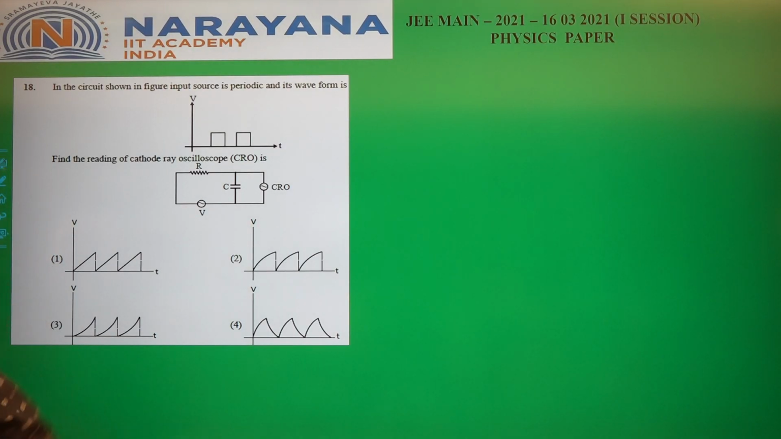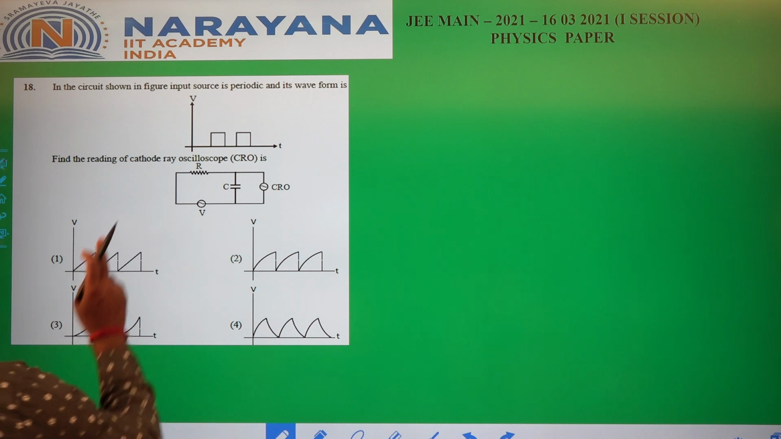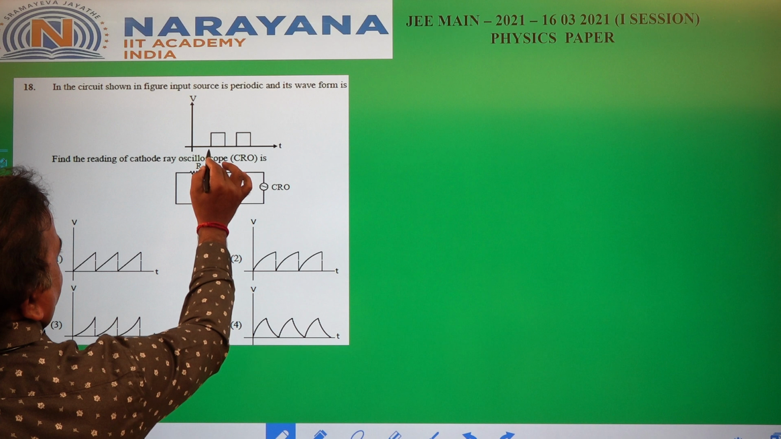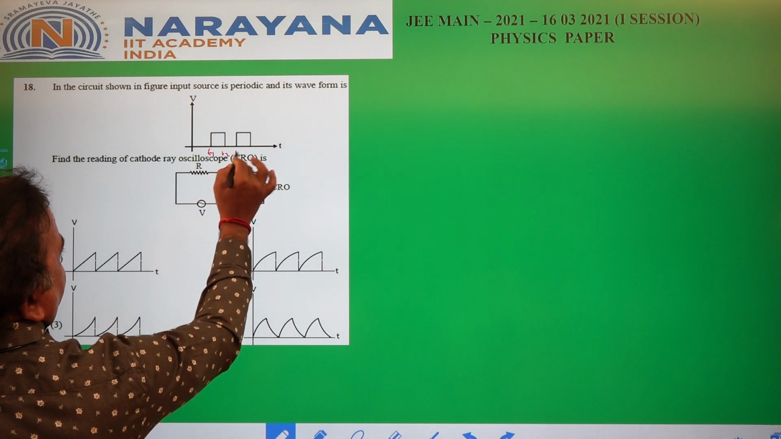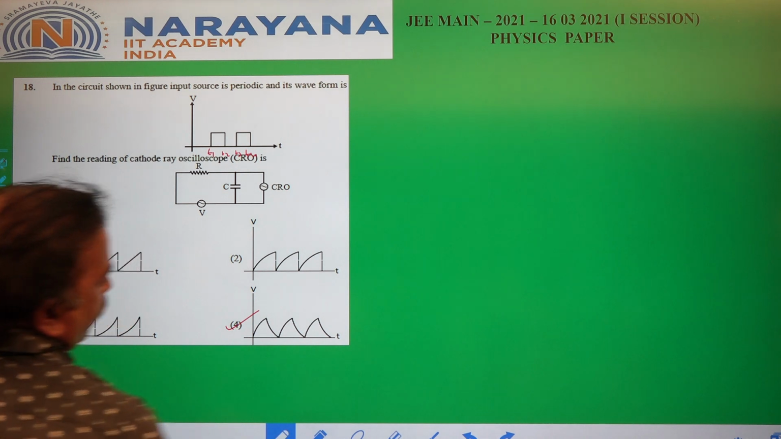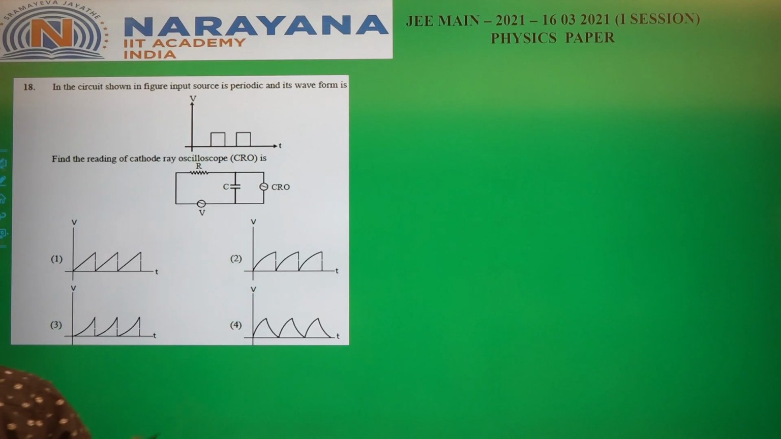Question number 18. In the circuit shown in the figure, the input source is periodic, its waveform is given. Find the reading of the cathode ray oscilloscope, CRO. It is a resistor and capacitor. From T1 to T2, it is charging. From T3 to T4, it is discharging. So based on that, only the fourth will be the correct option. We'll go to the next question, question number 19.